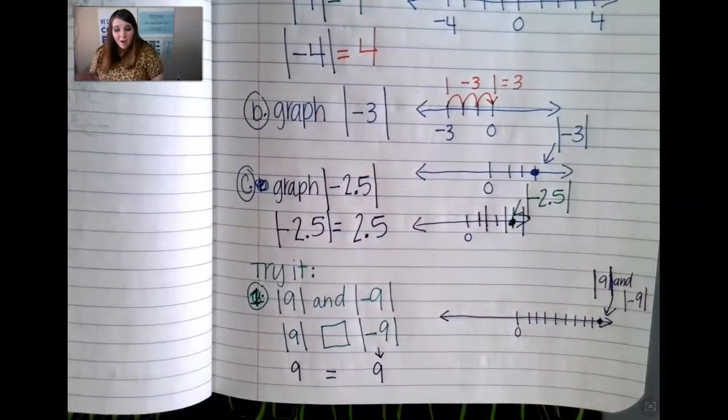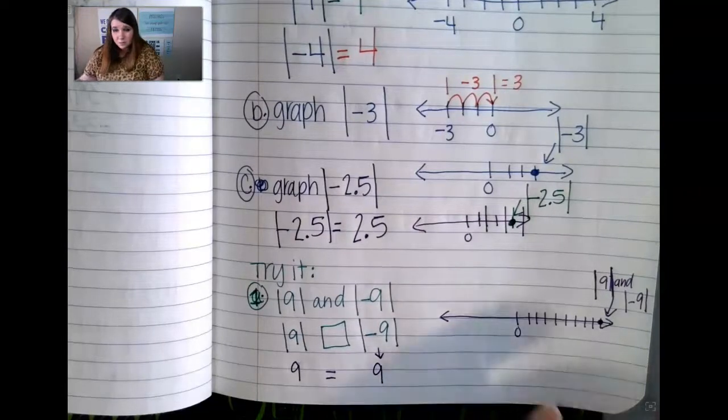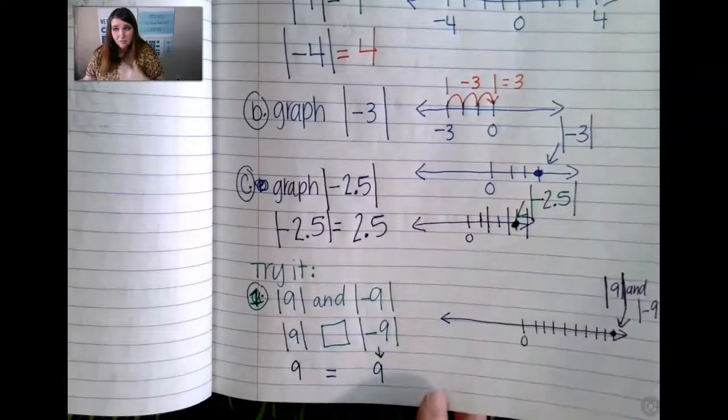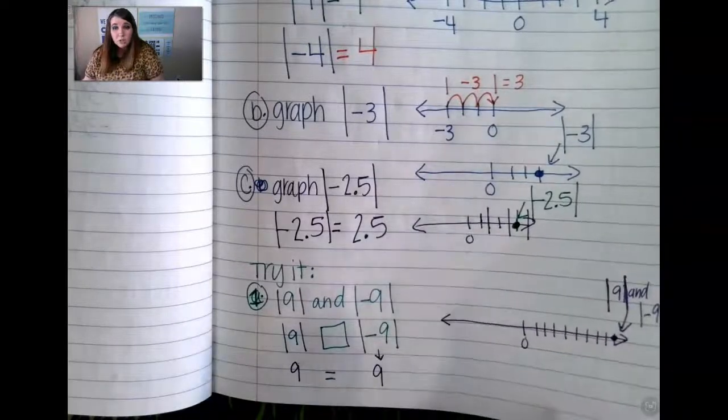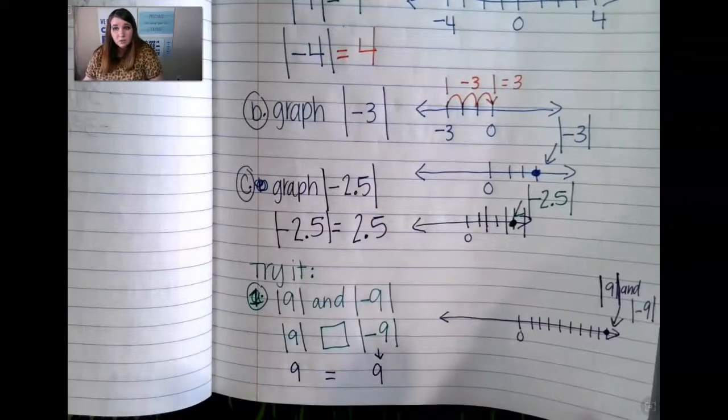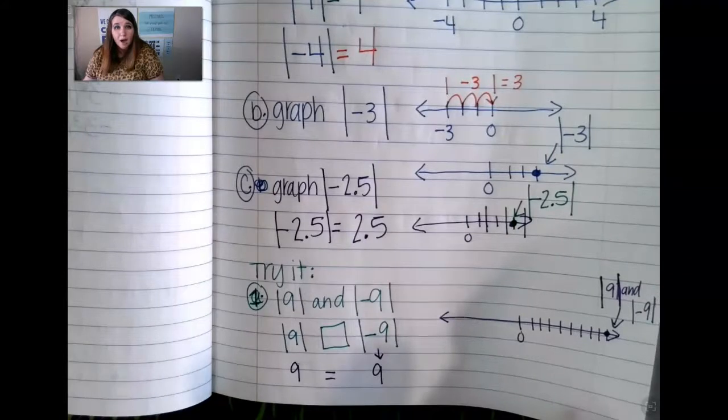It is kind of an odd concept. So think about how you did there. If you have questions, come and ask me. But just know that anything in that absolute value symbol just tells you how far away from 0 it is.